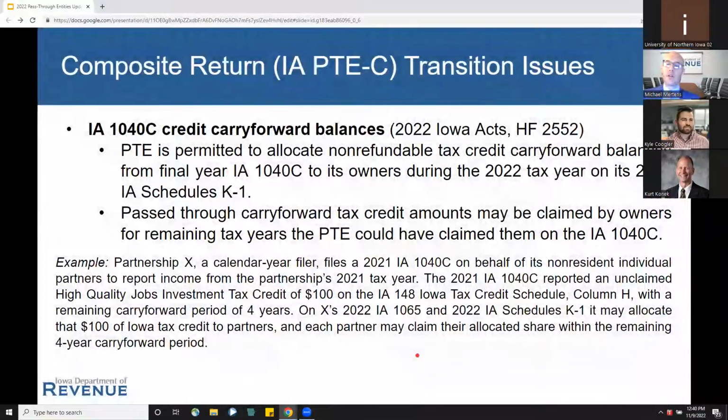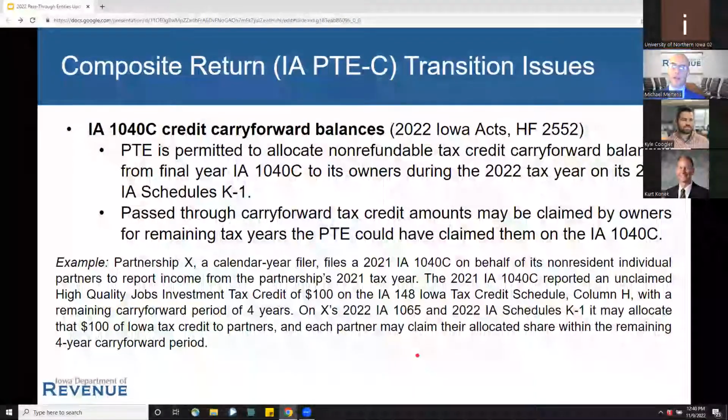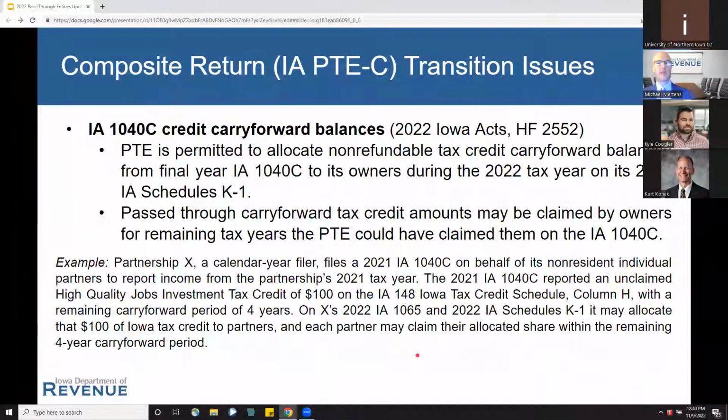The old composite return law, as you know, allowed Iowa non-refundable and refundable tax credits to be claimed by the composite filer. The new composite return will not include Iowa tax credits. Those tax credits must be claimed by the members on their own return. So the question is, what happens to those carry forward balances when the composite filer files its final 1040C and we transition to the new return?